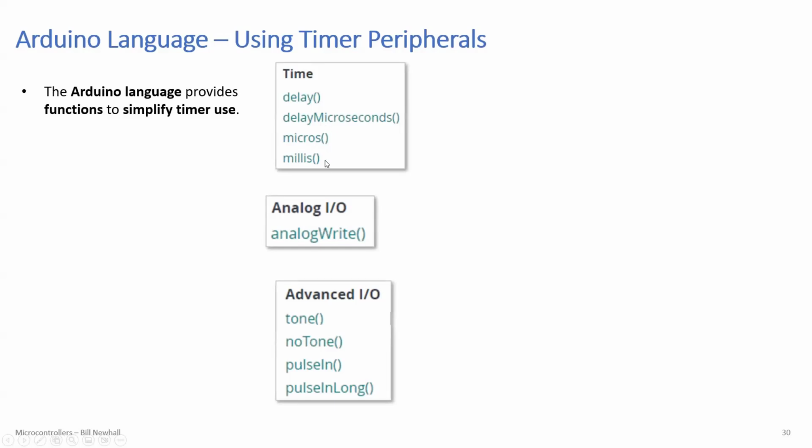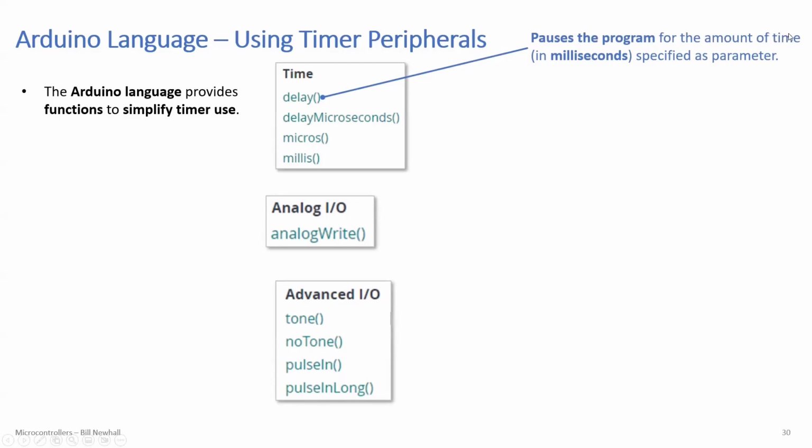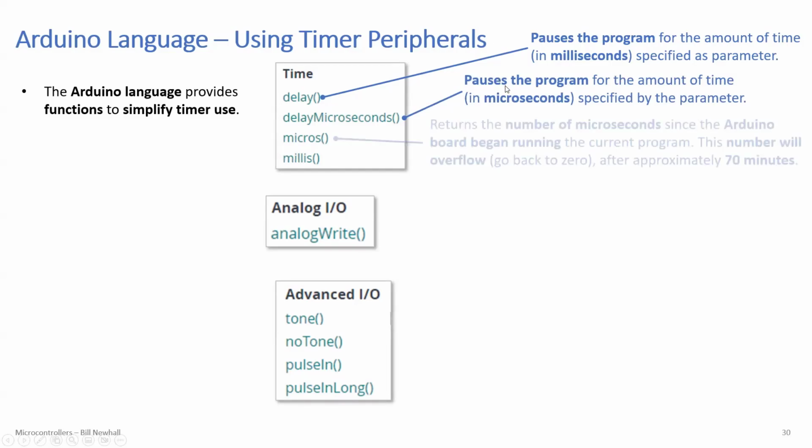Okay, so these are functions that are built into the Arduino language. So delay pauses the program for an amount of time in milliseconds specified as the input argument. Okay, delayMicroseconds does the same thing, but in microseconds. Okay, micros actually returns the number of microseconds since the Arduino board began running the current program. Right, so once the program starts running, this counter starts incrementing, and you can get the count in units of microseconds.